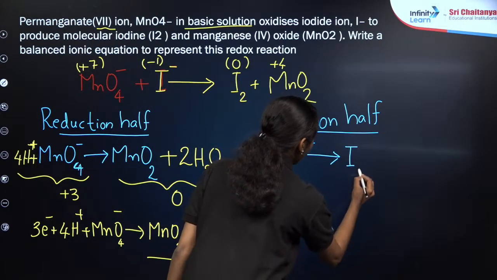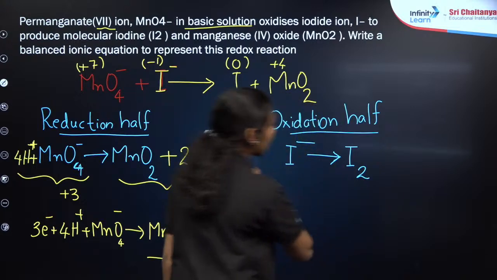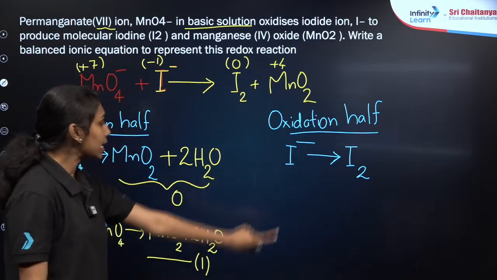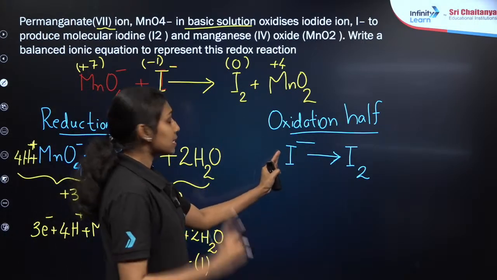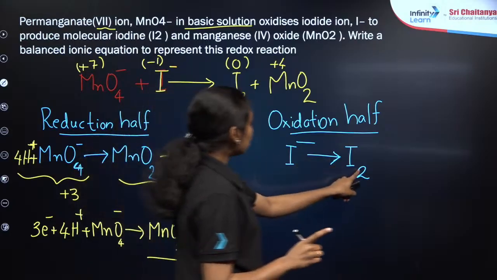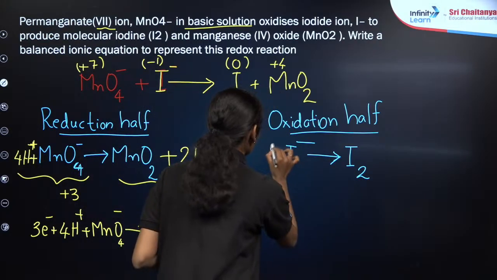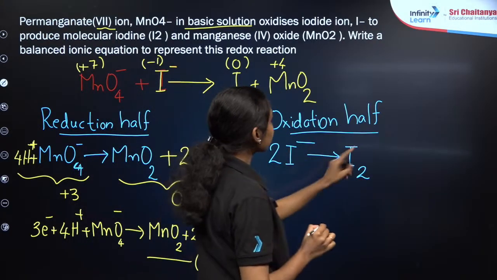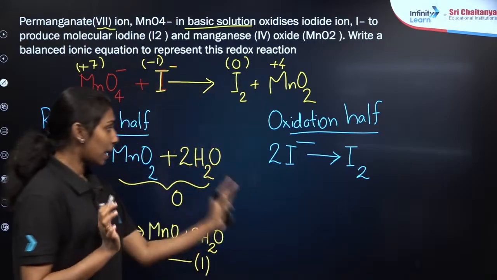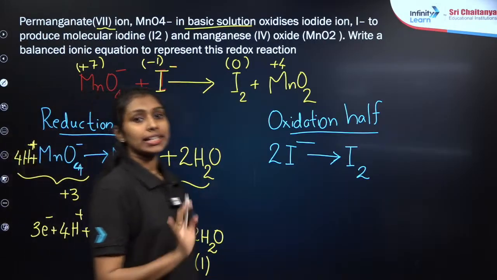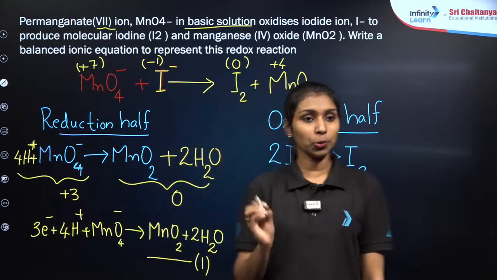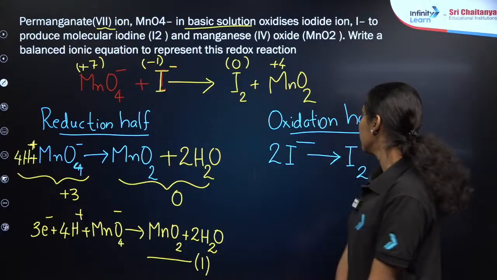First step, you have to balance the atoms other than hydrogen and oxygen. Here only iodine is present. On the reactant side, it is only 1 iodine, so on the product side, it is 2. So I am putting 2 here, which means 2 I minus gives I2. So far, iodine is balanced. There is no hydrogen atom and no oxygen atom, so no need to balance hydrogen and oxygen here.